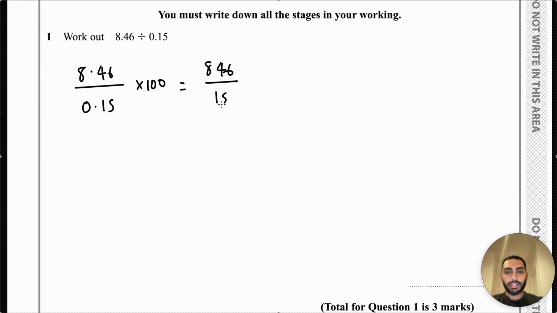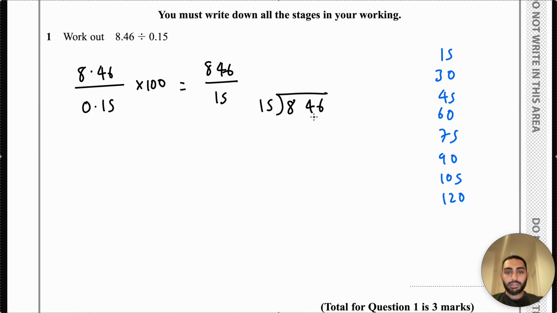I don't know my 15 times table, so I'm just going to write it on the right hand side. So 15, 30, 45, 60, 75, 90, 105 and 120. I think that should be enough. I'll set it out with short division. So I'm doing 846 divided by 15.